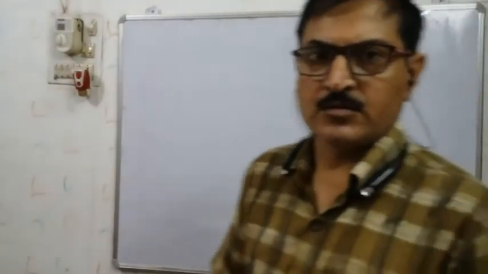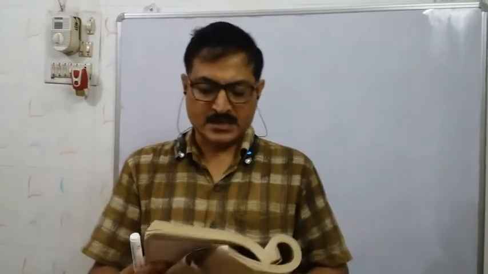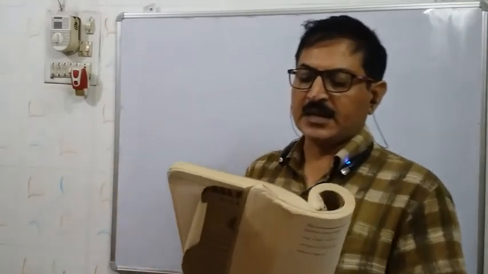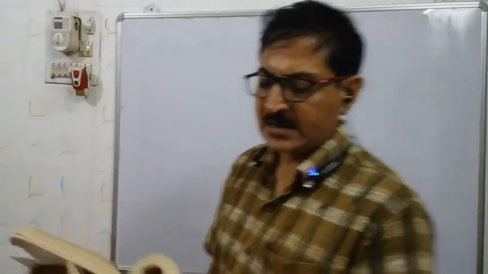Students, today I'll explain question 15 of exercise 6.5. See that question. In an equilateral triangle ABC, D is a point on the side BC such that BD equals 1 by 3 BC. Prove that 9AD square equals 7AB square.